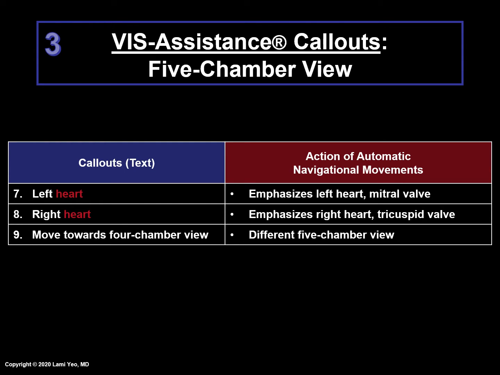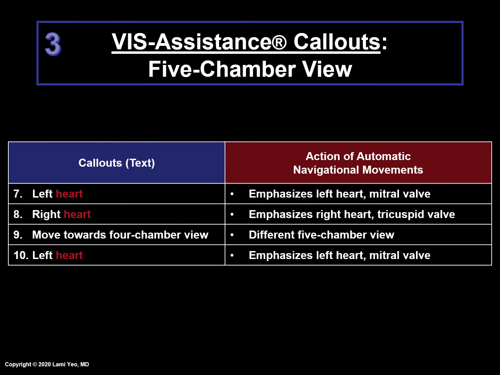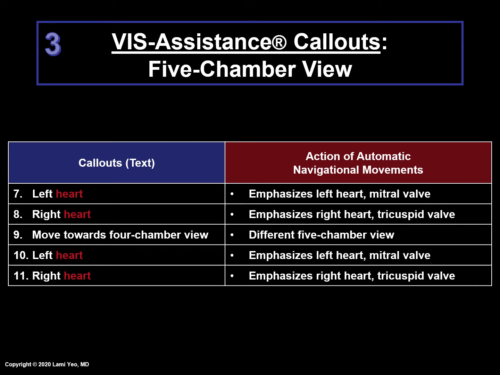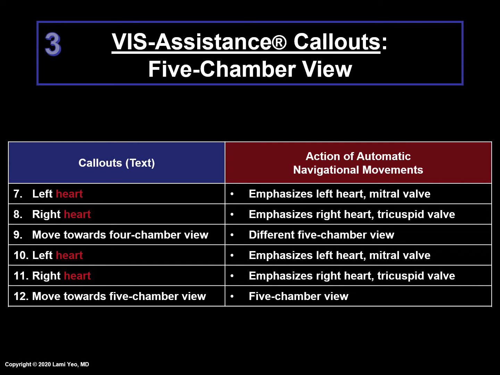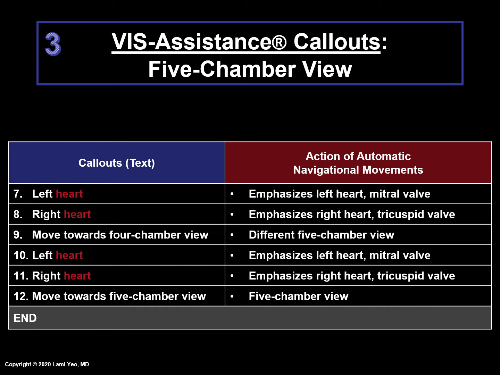For the ninth callout, entitled Move Towards Four-Chamber View, a different five-chamber view will automatically be shown by VISA Assistance. The 10th callout states Left Heart and again emphasizes the left heart and mitral valve. The 11th callout states Right Heart and again emphasizes the right heart and tricuspid valve. The final callout, number 12, states Move Towards Five-Chamber View. The five-chamber view is briefly shown before the VISA video clip ends.